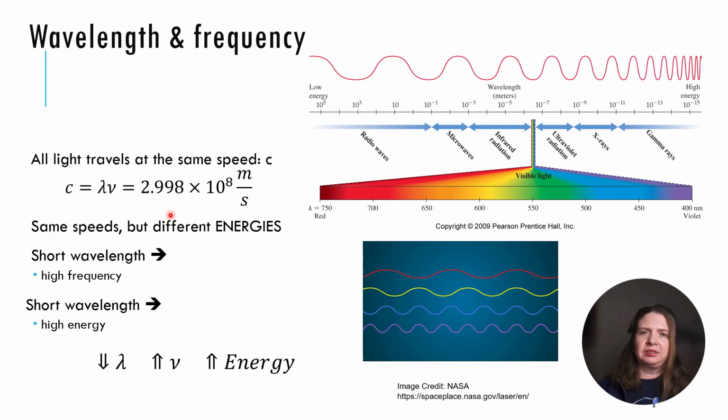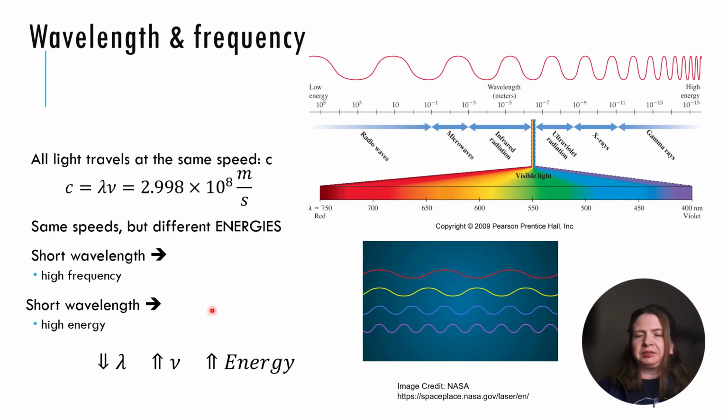While the speed of light is constant, the energy of light depends on its frequency. Shorter wavelengths correspond to higher frequencies and therefore higher energies. Energy is directly proportional to frequency. As frequency increases, energy increases.